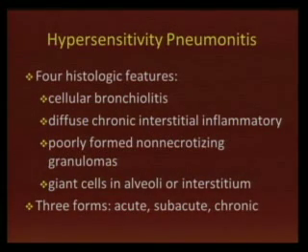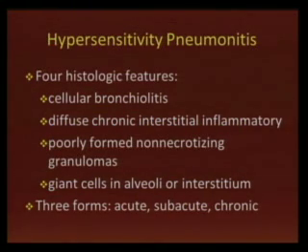There are 4 different histological features. Initially, we have a cellular bronchiolitis that is a very acute inflammatory process. Then we have a chronic inflammation in the interstitium. Then we have the formation of granuloma, and finally we can see giant cells in the alveolar space and in the interstitium. There are 3 forms.